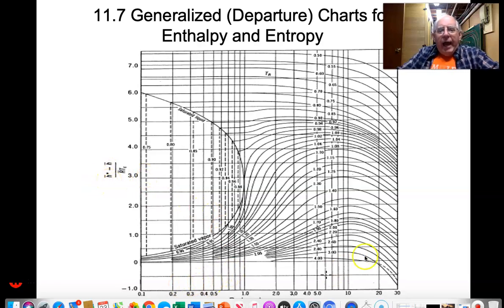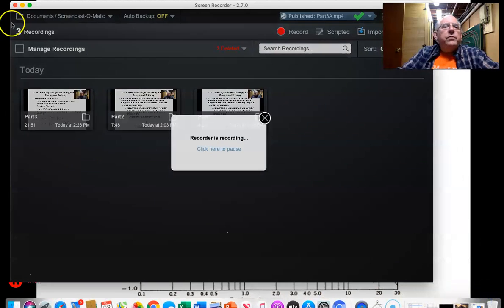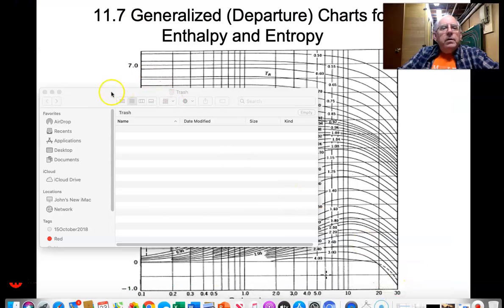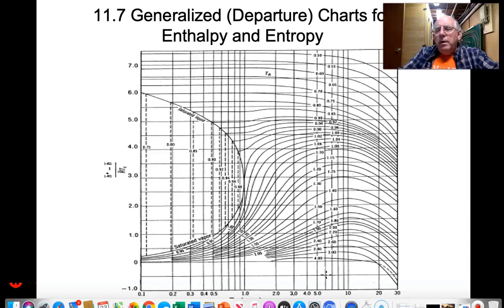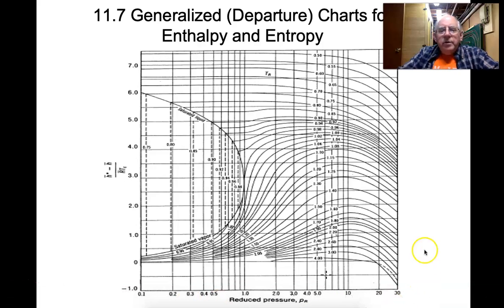And so the axes, again, let me see if I can reduce. Okay. Can't get rid of my menu bar here for a second, so unless I do this. Oh, there we go. Okay, so I made it smaller.